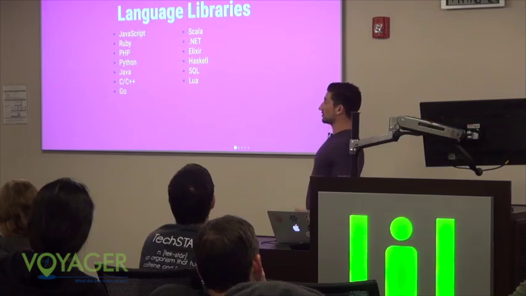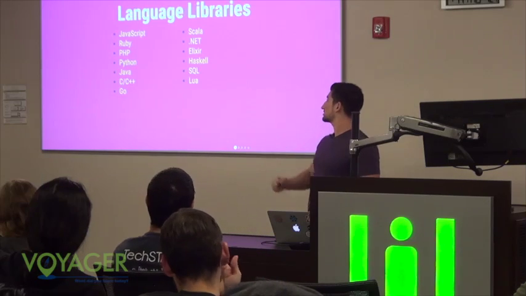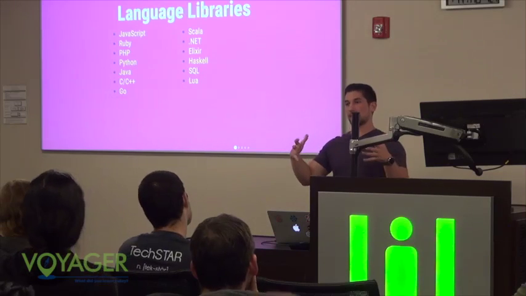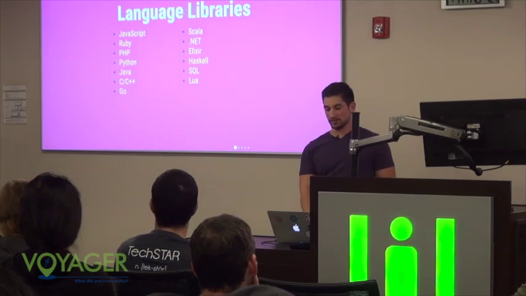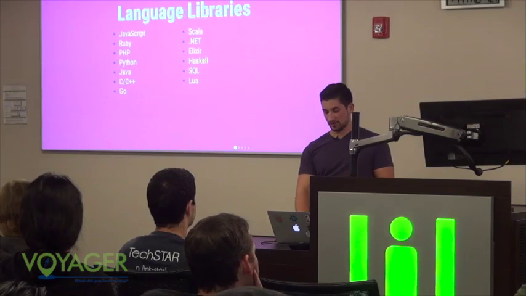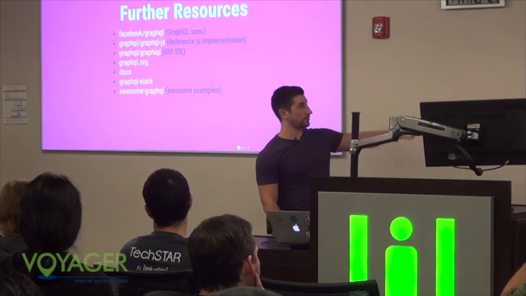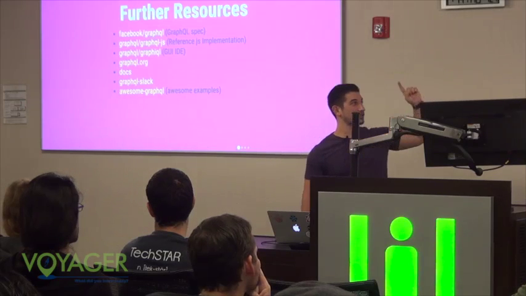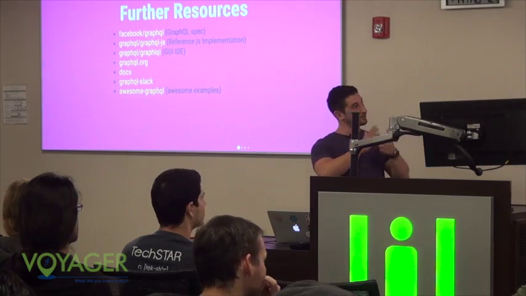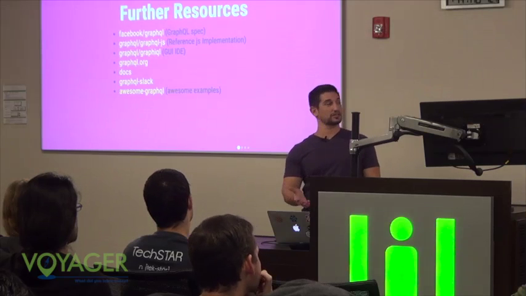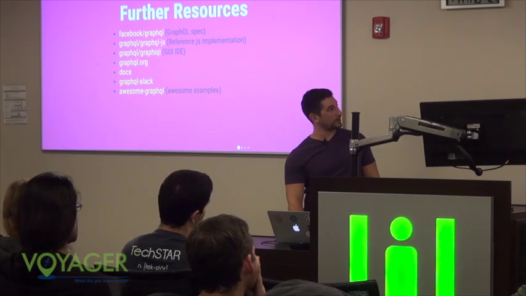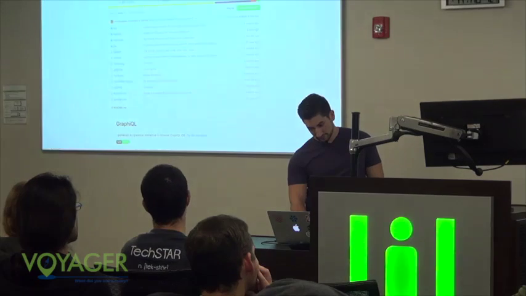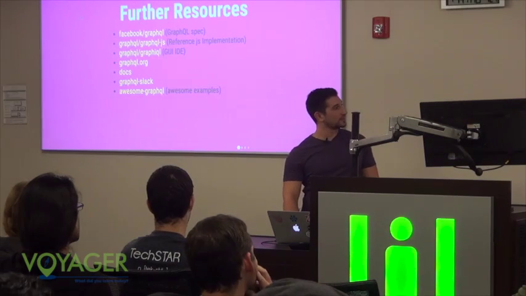So GraphQL core already exists for all these libraries. And I think there's already a wrapper around PostgreSQL, which is pretty cool. And these are links, which I'll give you the URL for my presentation. But there's a couple other things. The GitHub repo Facebook/GraphQL is the GraphQL spec. And then there's a GraphQL GitHub org. GraphQL.js is the reference JavaScript implementation that Facebook maintains. GraphQL/GraphiQL, there's an I right there, is the GUI IDE.